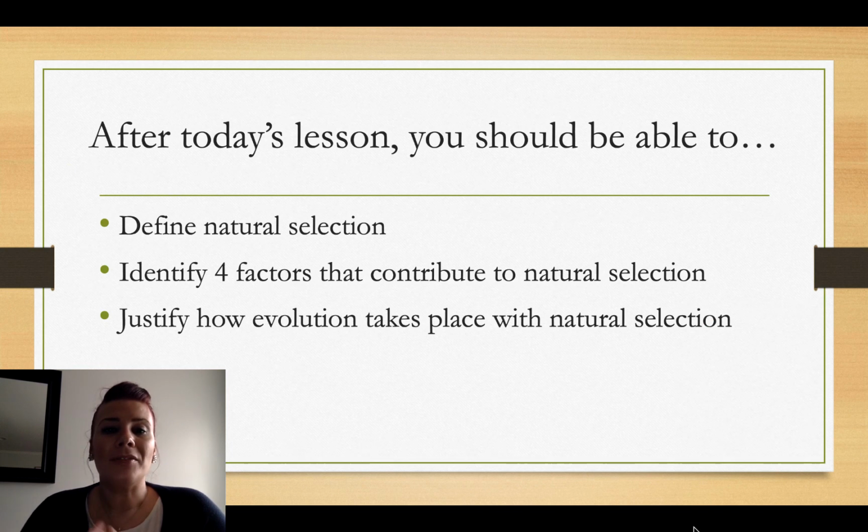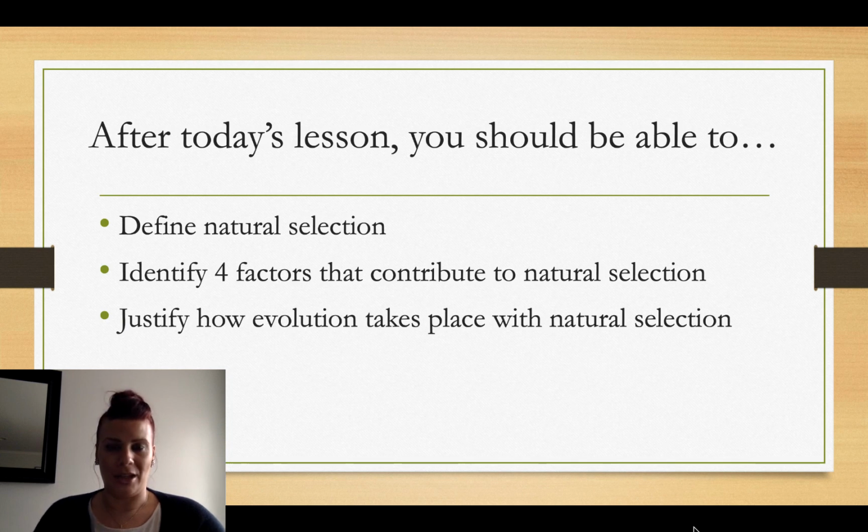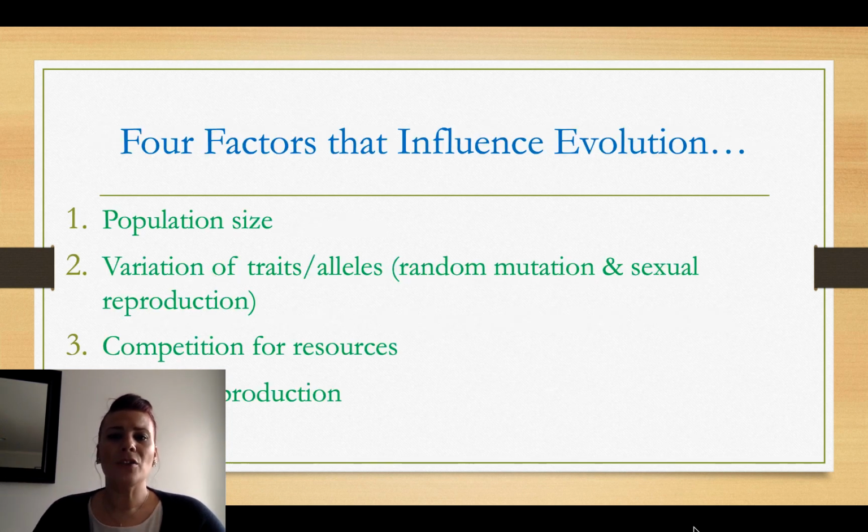After today's lesson, you should be able to define natural selection, identify 4 factors that contribute to natural selection, and justify how evolution takes place with natural selection. We'll talk about all those, and we'll talk a little bit about Darwin as well. The 4 factors that influence evolution are population size, variation of traits or alleles, competition for resources, and the rate of reproduction. I'm going to go through each one.